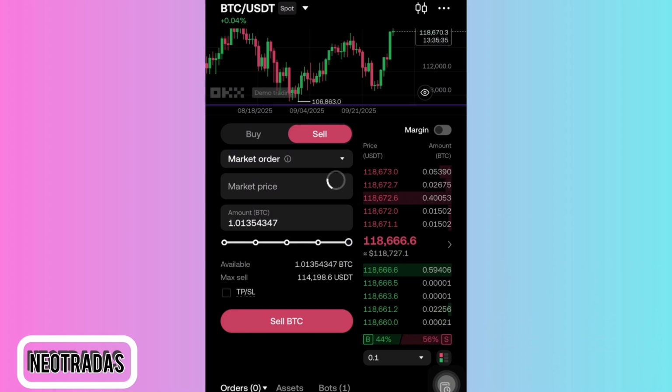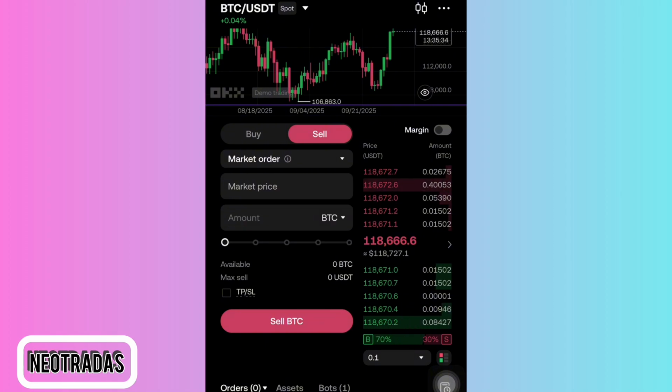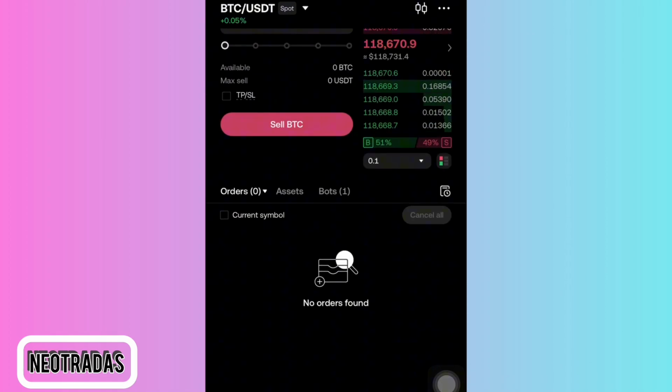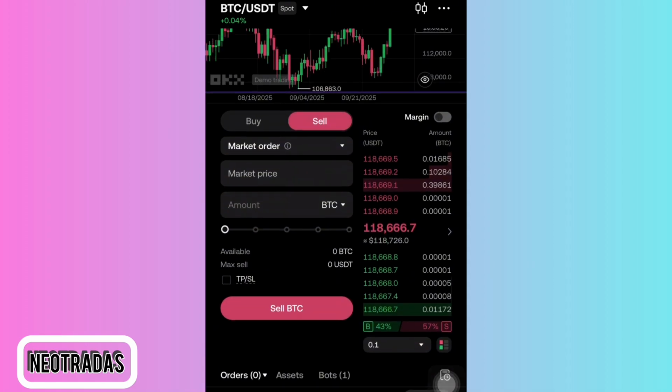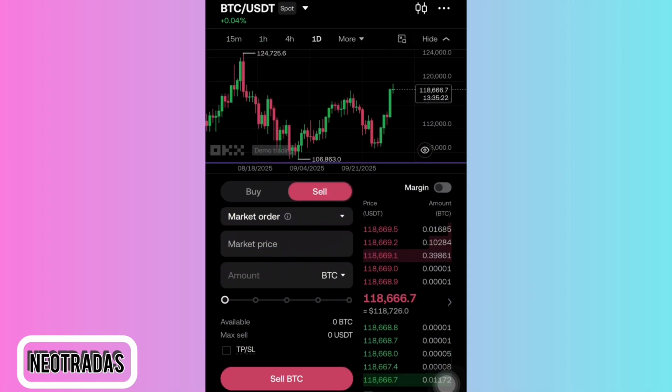Again, we didn't have to set any price, neither did we see any other details here as well. That's market order. That is how to use market order for your spot trading.